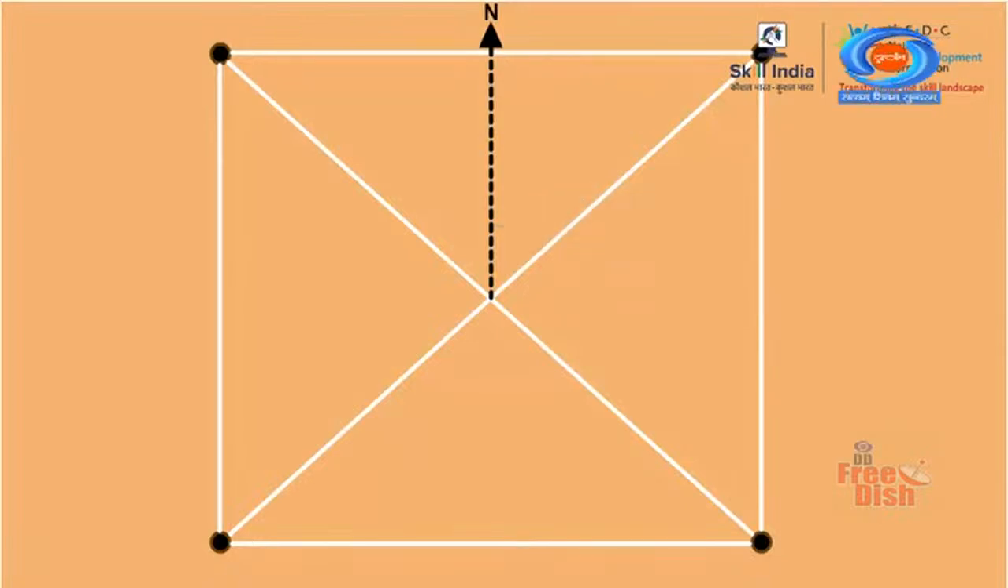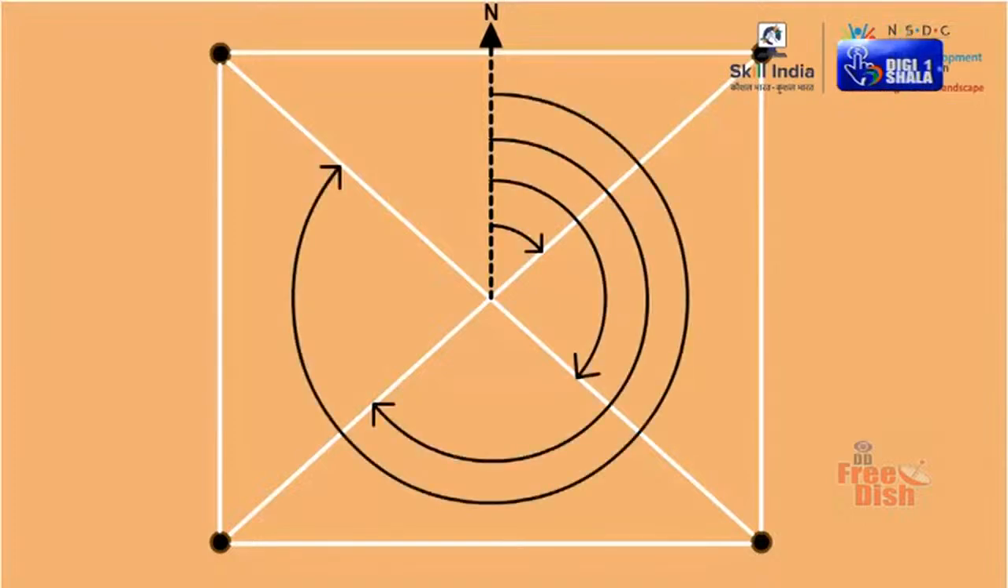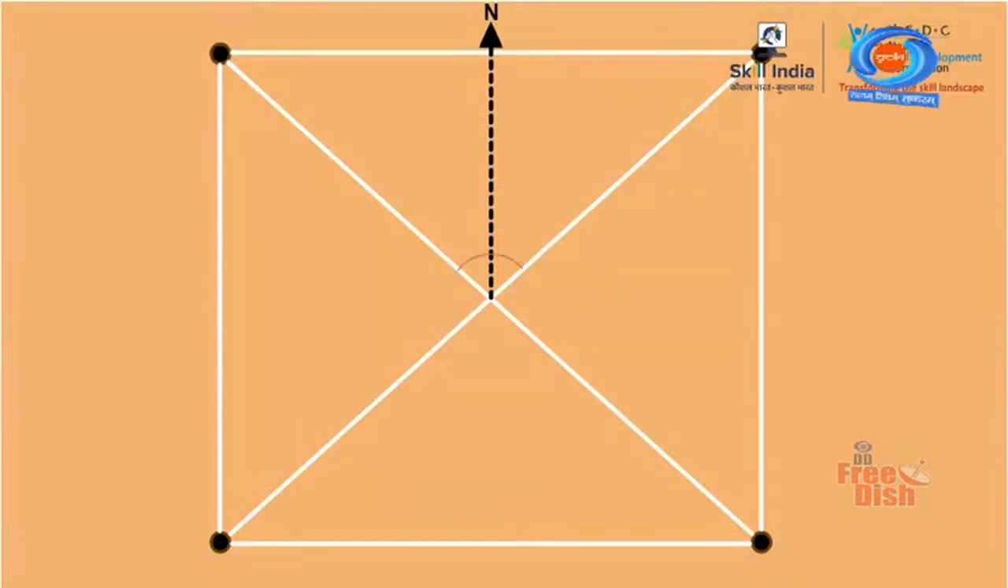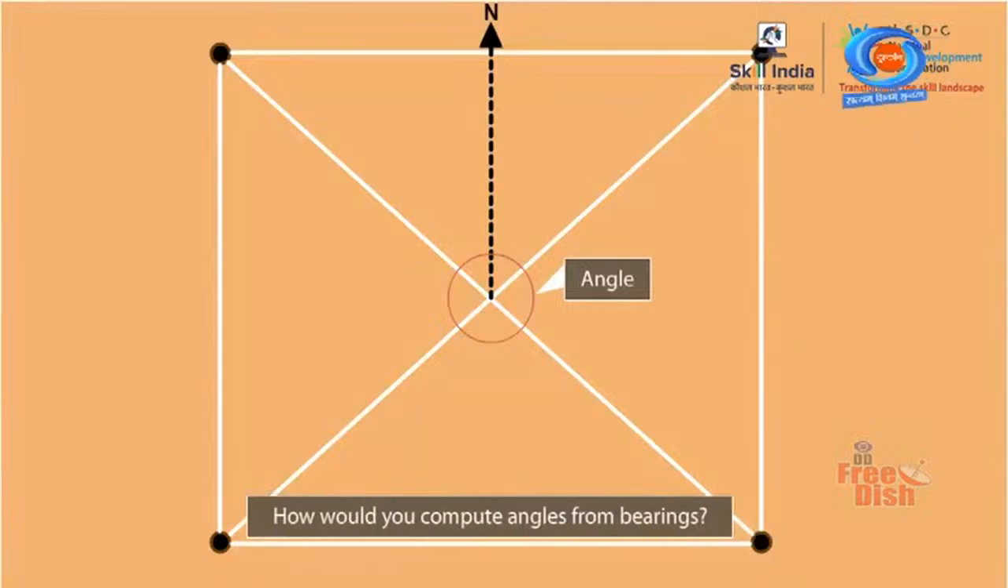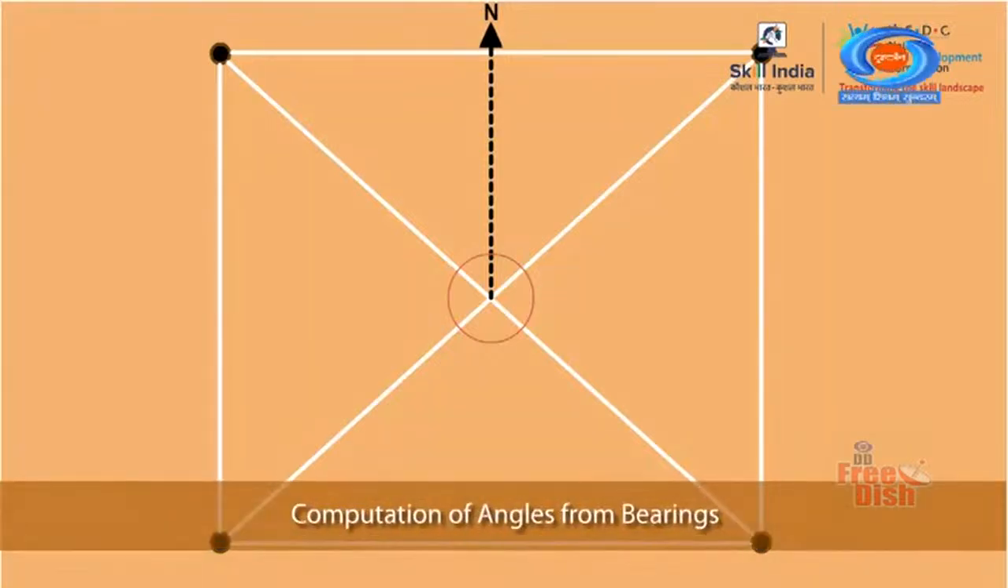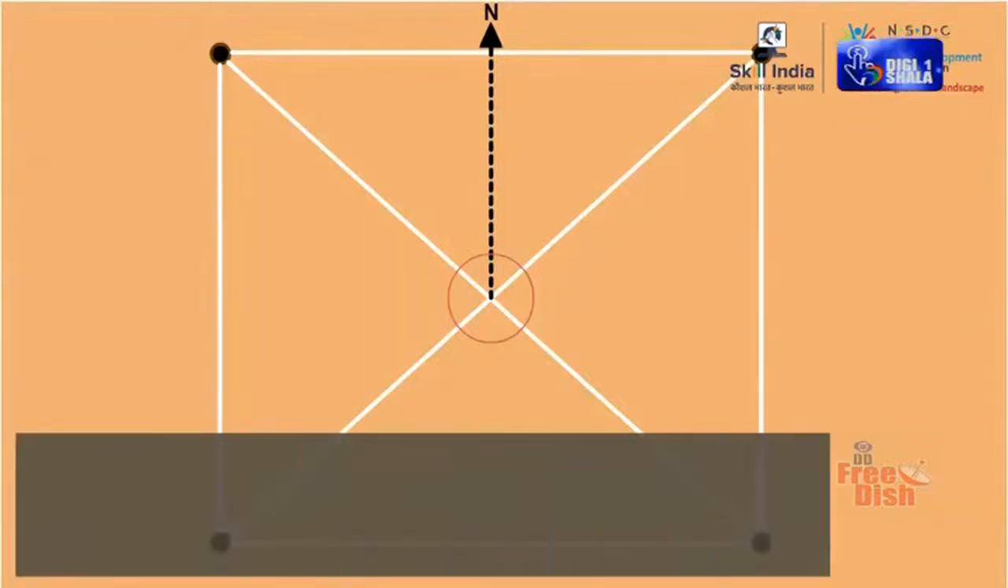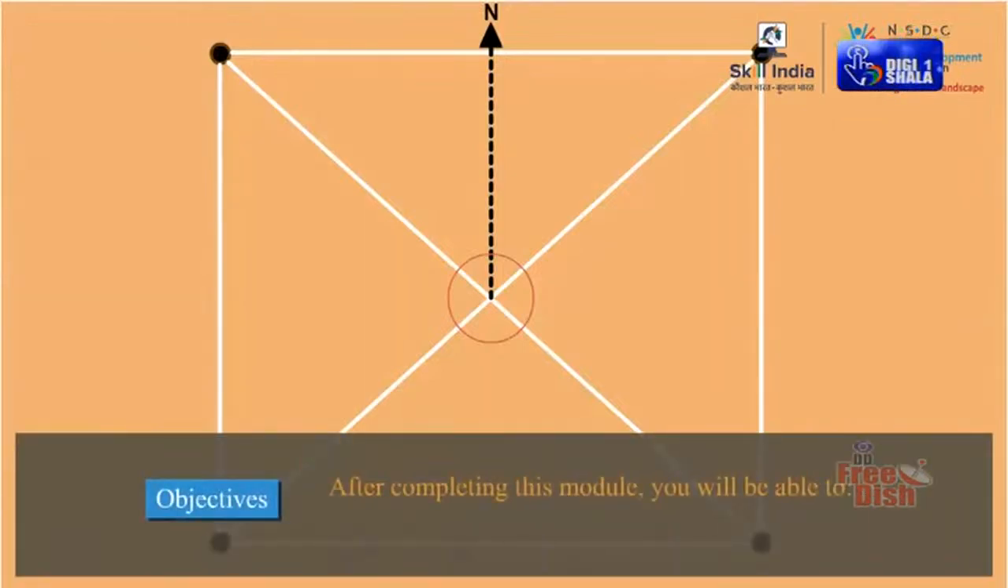Let us suppose you have a map or plan that shows the measurements of all survey lines only in terms of bearings, whereas you require knowing the measurement in angles. How would you compute the angles from bearings? Let us find out the answer by going through this module. Welcome! After completing this module, you will be able to compute angles from bearings.